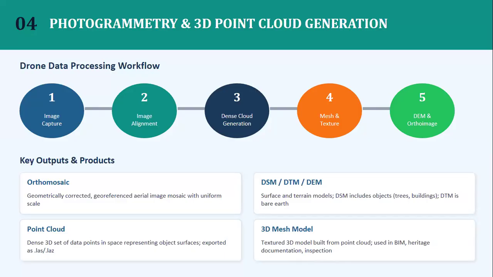Now let us discuss photogrammetry and 3D point cloud generation in drone mapping. Photogrammetry is the science of extracting measurements and three-dimensional information from photographs. The workflow begins with image capture, followed by image alignment and dense point cloud generation. These point clouds are then converted into textured 3D meshes, digital elevation models, and orthomosaics. An orthomosaic is a geometrically corrected aerial image with a uniform scale. Digital surface models include trees and buildings, while digital terrain models represent bare earth surfaces. These outputs provide highly accurate and actionable information for engineering, planning, and environmental applications.